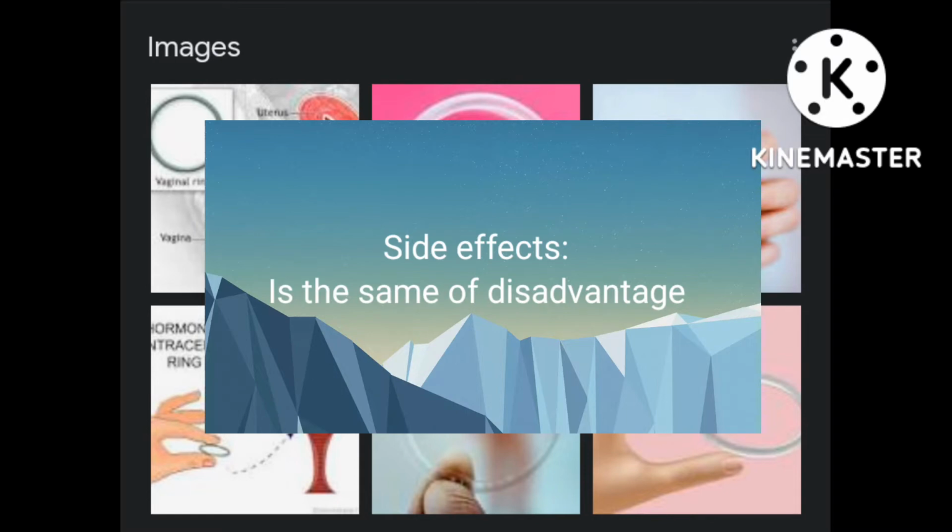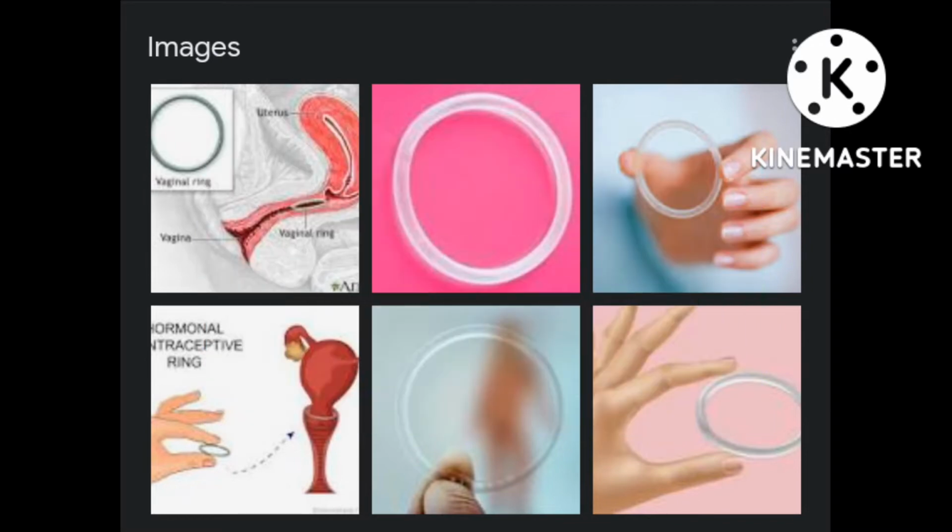The side effects are the same as the disadvantages. You may not feel comfortable inserting or removing it from your vagina. You may have temporary side effects such as increased vaginal discharge, headaches, nausea, breast tenderness, and mood changes. As you can see in the picture, this is how the vaginal ring looks.